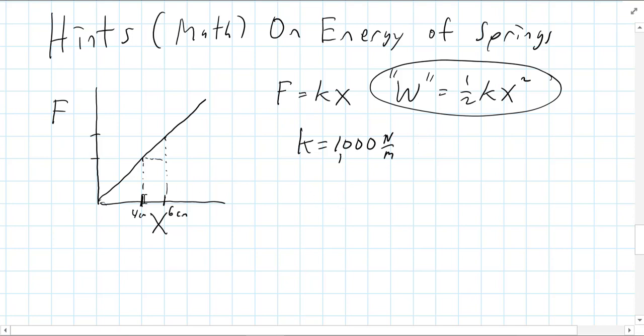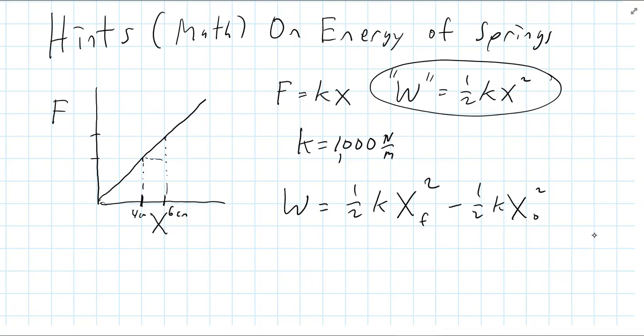So you have a starting x and a final x. So the work in this case would be 1/2 k x final squared minus 1/2 k x naught squared. Okay, so no problem there. Now you have to be careful with your math, okay?